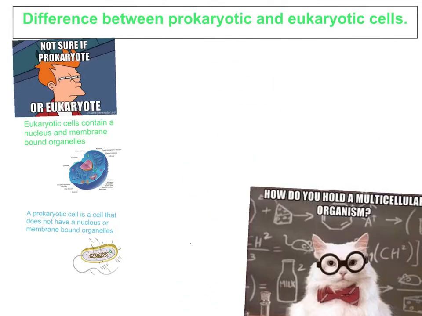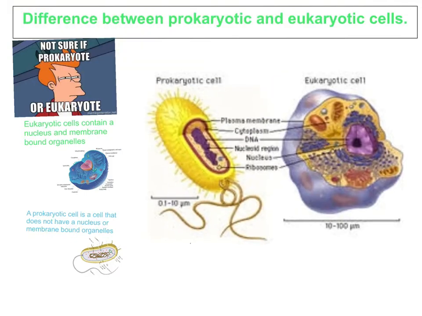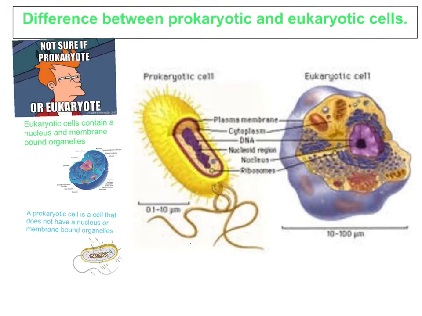But let's continue. So let's look at this diagram here. I want to start by thinking about what is similar about the cells. So what do these two types of cells both have? Pause the video now and see if you can jot down the similarities.